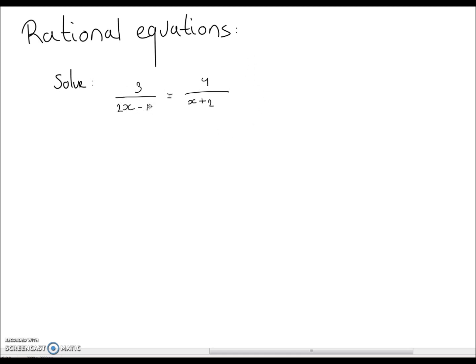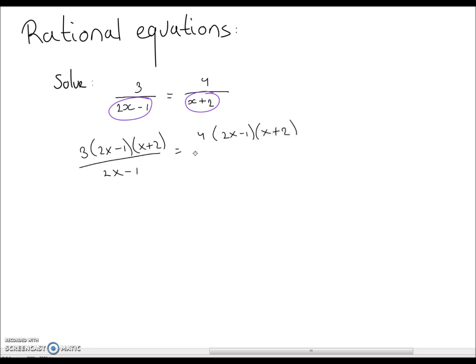So in this case, I'm going to multiply both sides of the equation with 2x minus 1 and x plus 2. What I get is the following: 3 times (2x minus 1) times (x plus 2) divided by (2x minus 1) is equal to 4 times (2x minus 1) (x plus 2) divided by (x plus 2).